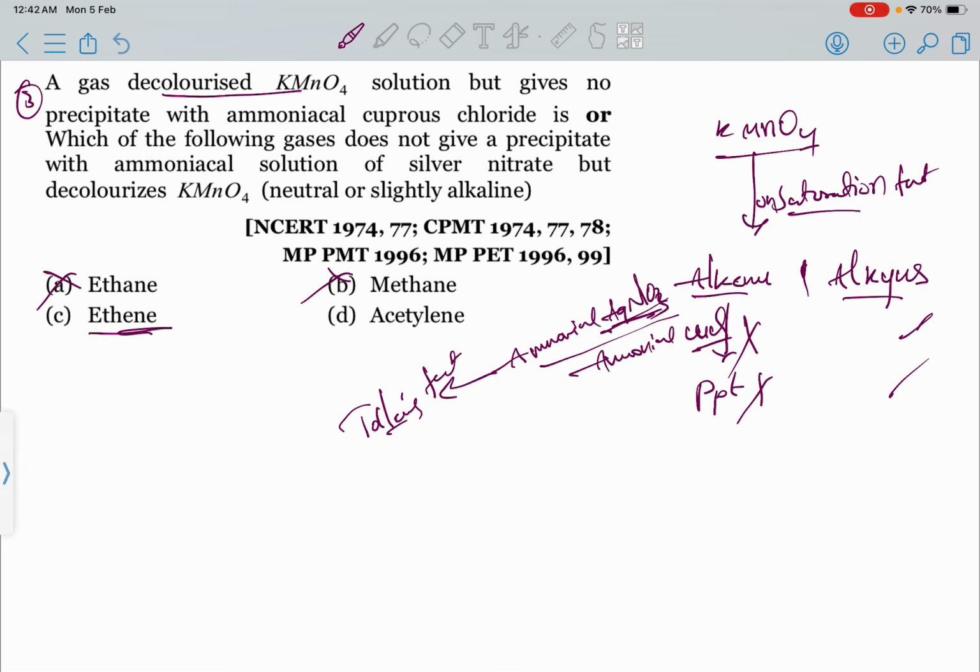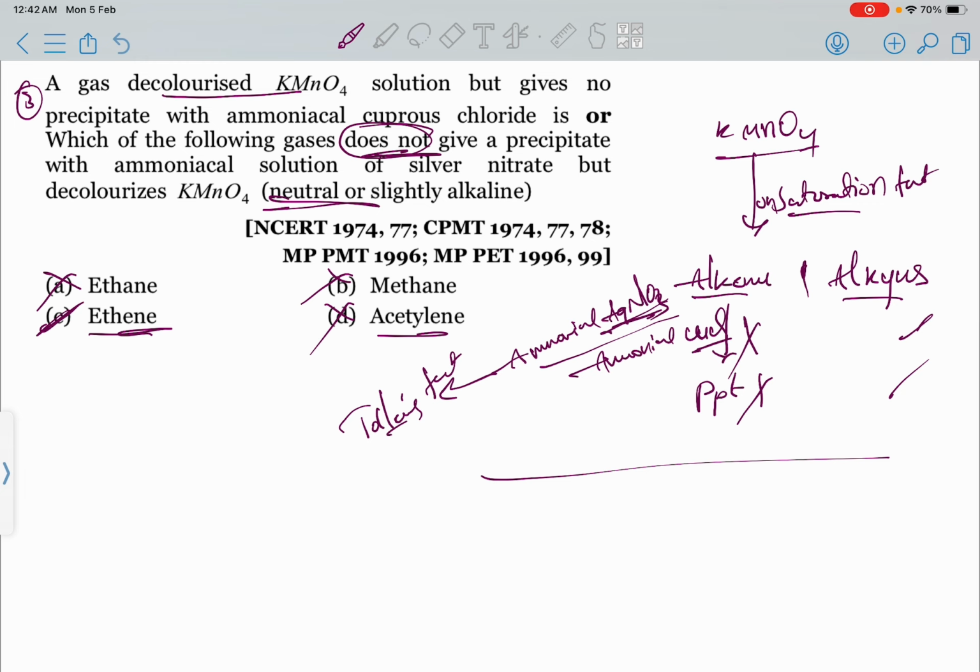And next, ethene and acetylene. Acetylene is an alkyne, right? It will be giving a positive result, but the question says it doesn't give one, so ethene will be our answer. I am pretty sure that you are getting my concept and all.